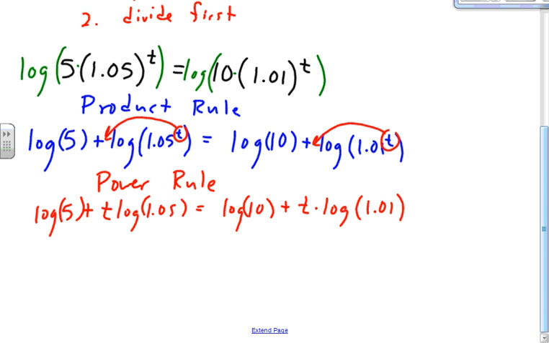So now at this point we have a linear equation, right, with a t on both sides. And just like we've always done, we're going to rearrange this so that both of our t's are on the same side. So what I'm going to do here is move everything that's a constant, so log of 5 and log of 10, to the other side. And I'm going to move all the things with a t in it to the left-hand side. So I'm going to subtract log of 5 from both sides, and I'm also going to subtract t log of 1.01 from both sides.